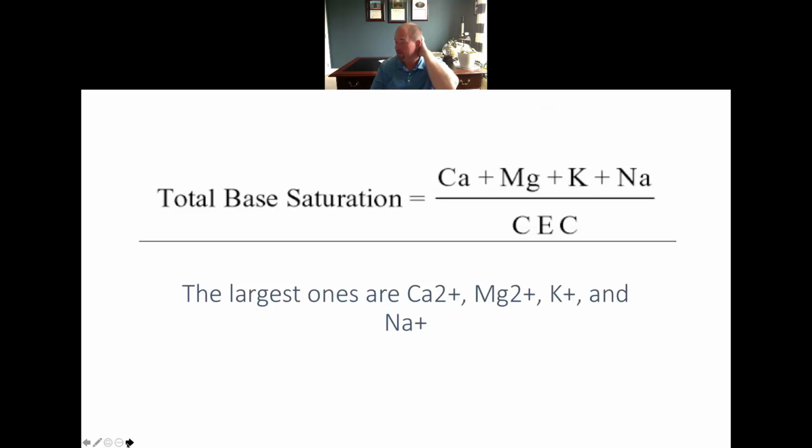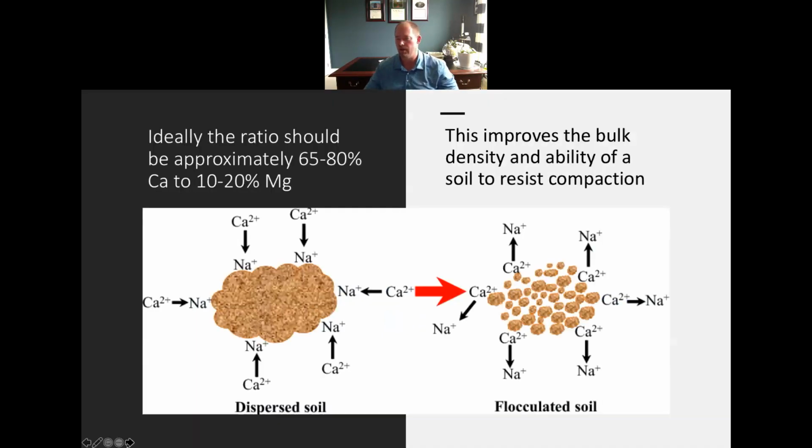So typically on a base saturation, that's what you're going to see. You might see some hydrogen on there if it's a more acidic soil, but we generally don't see that too much up here. Again, ideally, the ratio should be approximately 65 to 80% calcium to 10 to 20% magnesium. And the reason we want that is it's going to improve the bulk density and the ability of the soil to resist compaction.